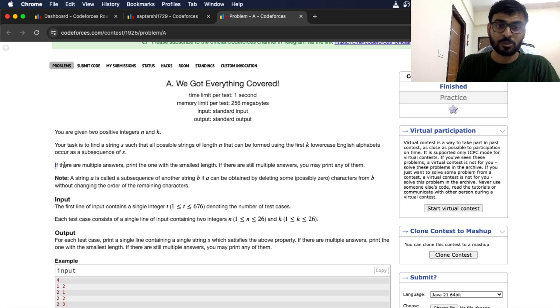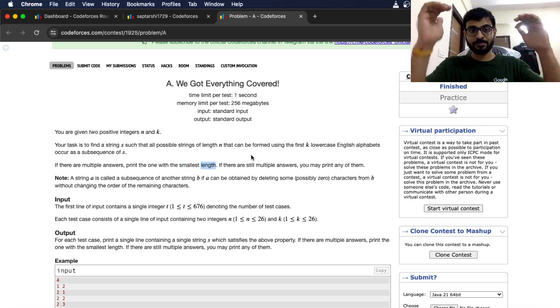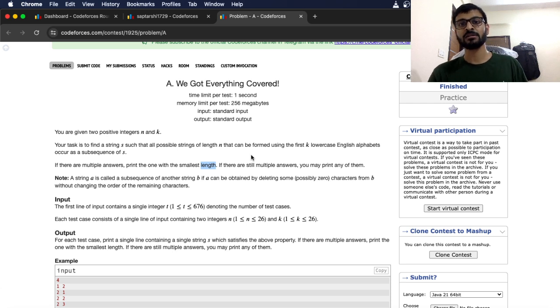And this is where the most important part is. If there are multiple answers, print the one with the smallest length. Very important for competitive programmers. So when we read the question, we basically try to get the idea of the question in the first 10-20 seconds, maximum 30 seconds.